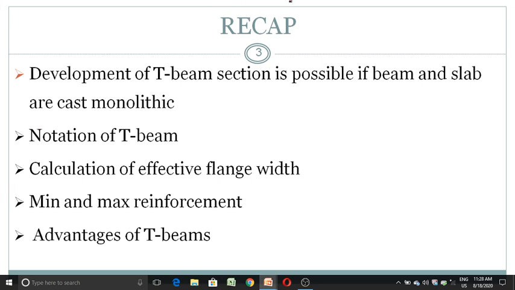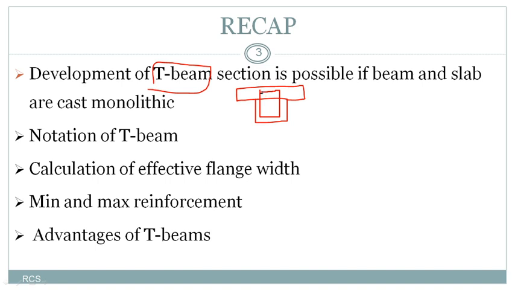In previous classes, we defined what flanged beams are and how they are developed. Generally, flanged beams are of two types, L-beams and T-beams. A T-section is possible if you cast a slab and a beam monolithically. Here the reinforcement or stirrups provided in the beam should be extended into the slab, so that the slab becomes an integral part of the beam. Then I can say it is a monolithic structure, right?